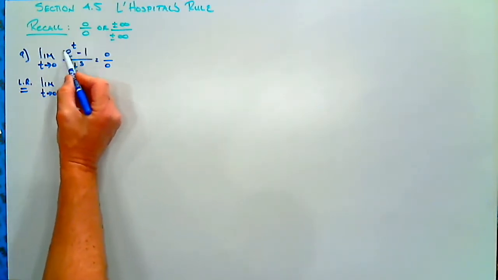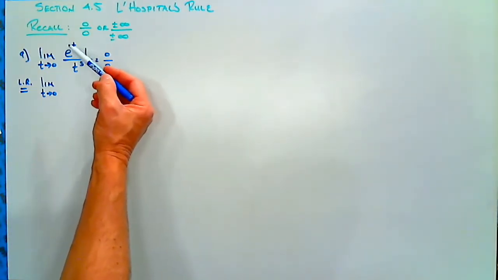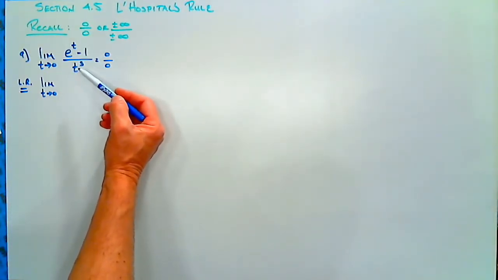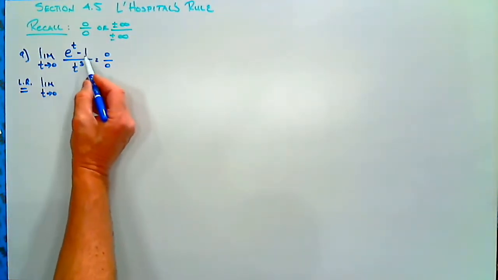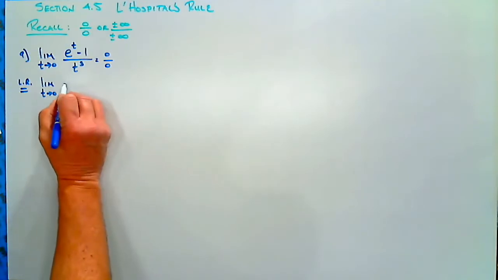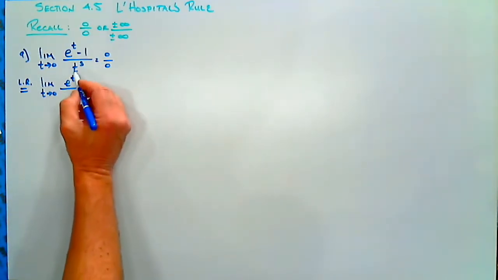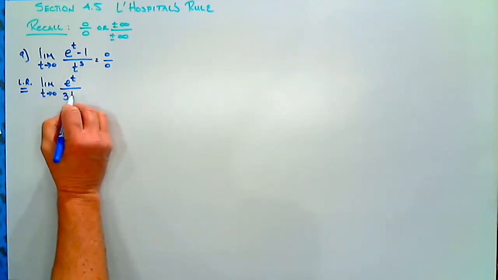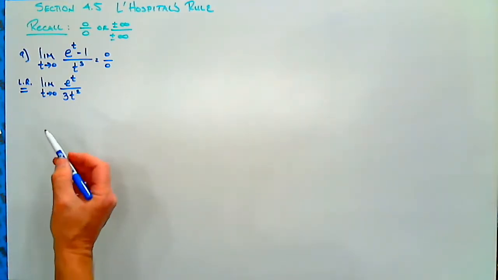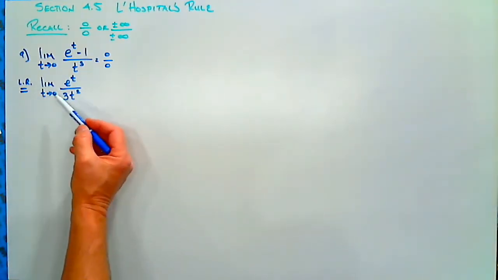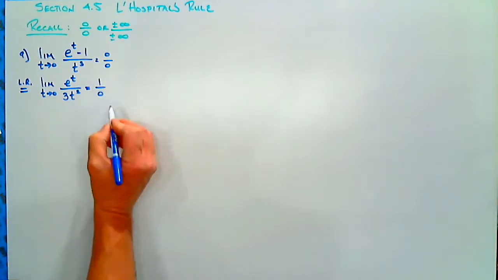We're going to take the derivative of the numerator and the derivative of the denominator. Do not use the quotient rule here. The derivative of e to the t is e to the t. The derivative of 1 is 0. The derivative of t cubed is 3t squared. Now I try to reevaluate my limit. I plug 0 in again. What do I get now? Now I get 1 divided by 0.